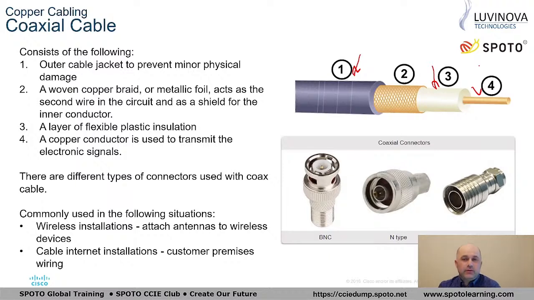How do we connect it to the devices? Our coaxial cable uses connectors. We have BNC, N-type and F-type connectors. Most of them you probably already know, but there are different types of connectors to connect the copper or coaxial cable. They are commonly used in the following situations: wireless installation, attaching antennas to wireless devices, or cable internet installation, customer premises wiring.